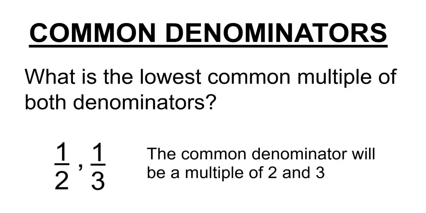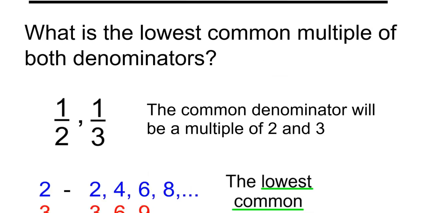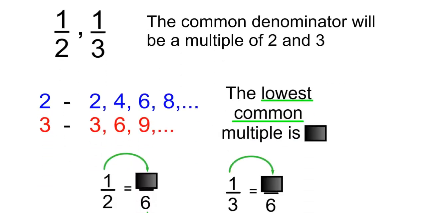Common denominators. What is the lowest common multiple of both denominators? In 1 over 2 and 1 over 3, the common denominator will be a multiple of 2 and 3. To find this, find all the multiples of 2: 2, 4, 6, 8, and so on. Multiples of 3 would be 3, 6, 9, and so on. As soon as you see two multiples that match, in this case it'll be 6, then you can stop. So the lowest common multiple of 2 and 3 would be 6.